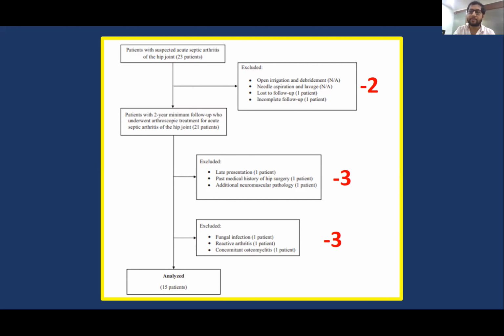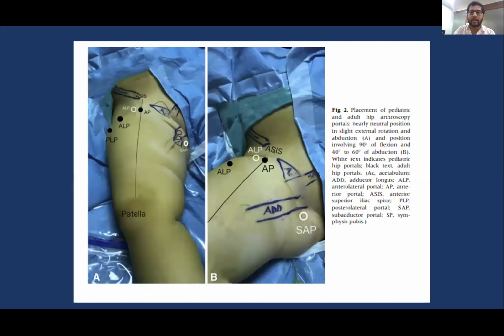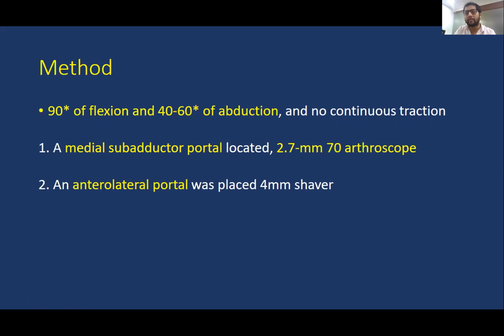So in all, 15 patients were included. Routine hip radiography, X-rays, and ultrasound were the primary preoperative investigations done for evaluation of the hip. As shown in the picture, an anterolateral portal and a subadductor portal were utilized. The subadductor portal was utilized for visualization, and the working portal was the anterolateral portal where a shaver blade was used.